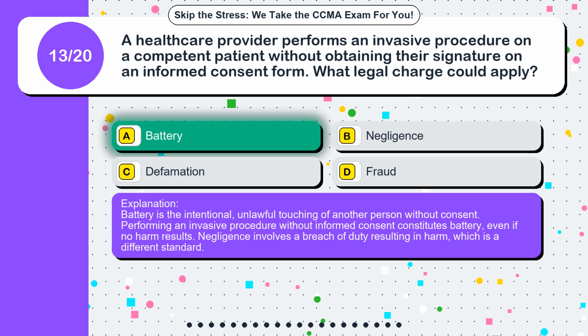Battery is the intentional, unlawful touching of another person without consent. Performing an invasive procedure without informed consent constitutes battery, even if no harm results. Negligence involves a breach of duty resulting in harm, which is a different standard.